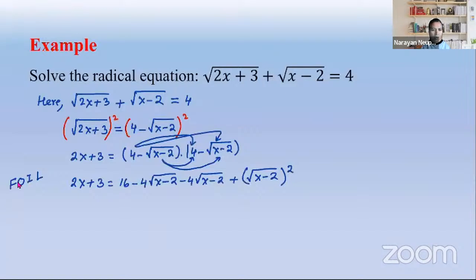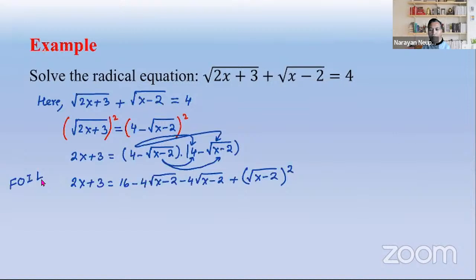One more time, when we say FOIL, FOIL is the process of multiplying the binomials. When I say binomial, we have 2 terms here and 2 terms here. The process of multiplying those binomials is called the FOIL. In FOIL, we multiply the first term with the first term, that is your F. Next, we multiply the outers, O. We multiply the inners, I, and the last ones, L.